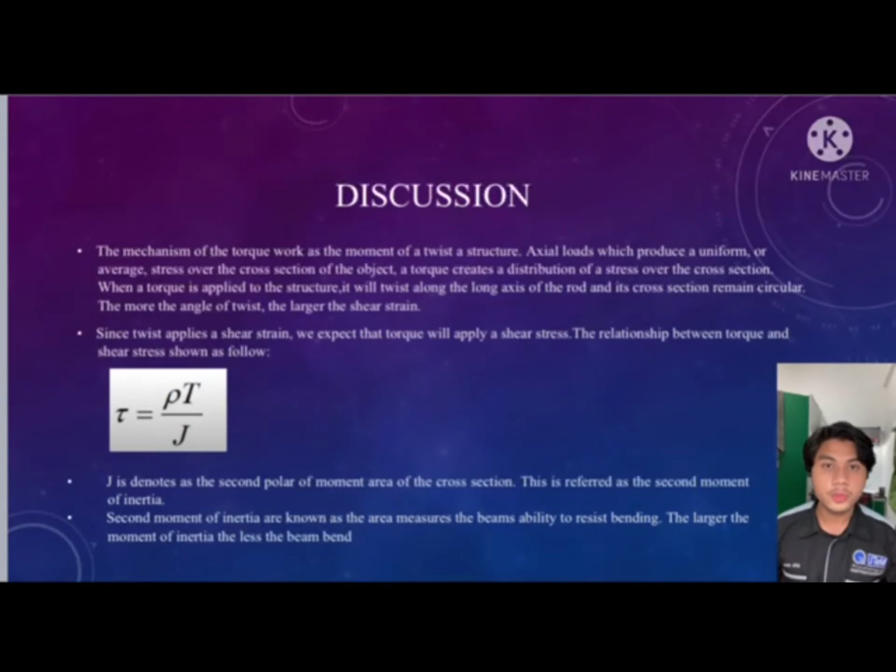Hello, our group discusses the mechanism of a torque as a moment of twist on a structure. Since twist applies a shear strength, we expect that torque will apply a shear stress. The relationship between a torque and a shear stress is as follows: torque equals tau times distance, over the polar moment of inertia.